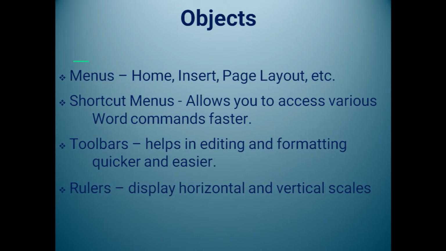So, now we are going to discuss the important objects in our word processing software. If you are using Microsoft Word 2007, then you will have different menus, like home, insert, page layout and all. Other versions will have different menus, but mostly the insert menu and page layout menu will be there. And these menus will have subtasks. They will have other options.